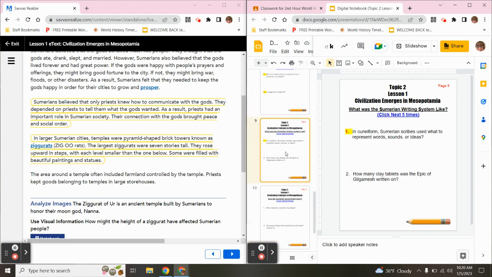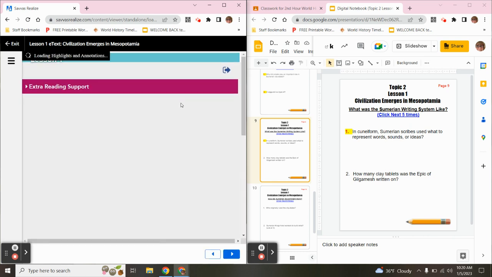Let's move on to page 9 of your digital notebook. We do need to click Next on the e-text, and please notice number 1 is highlighted in yellow.